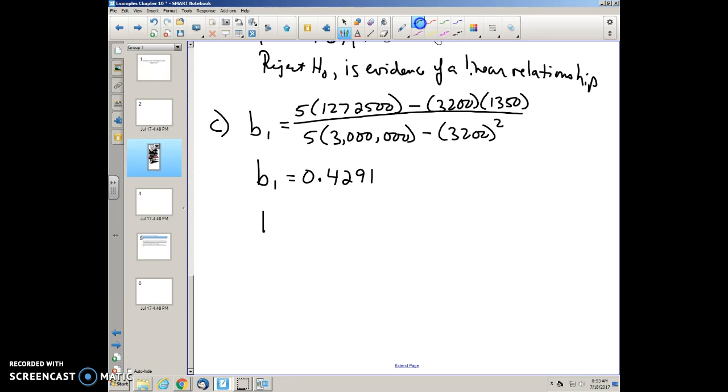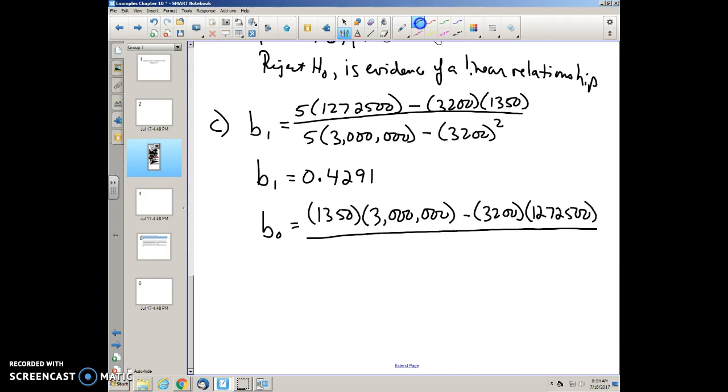0.4291. b sub 0, the formula, is the sum of y times the sum of x squared minus the sum of x times the sum of xy, all over n times the sum of x squared minus the sum of x in parentheses squared. And for time's sake, I will just go right to the answer.